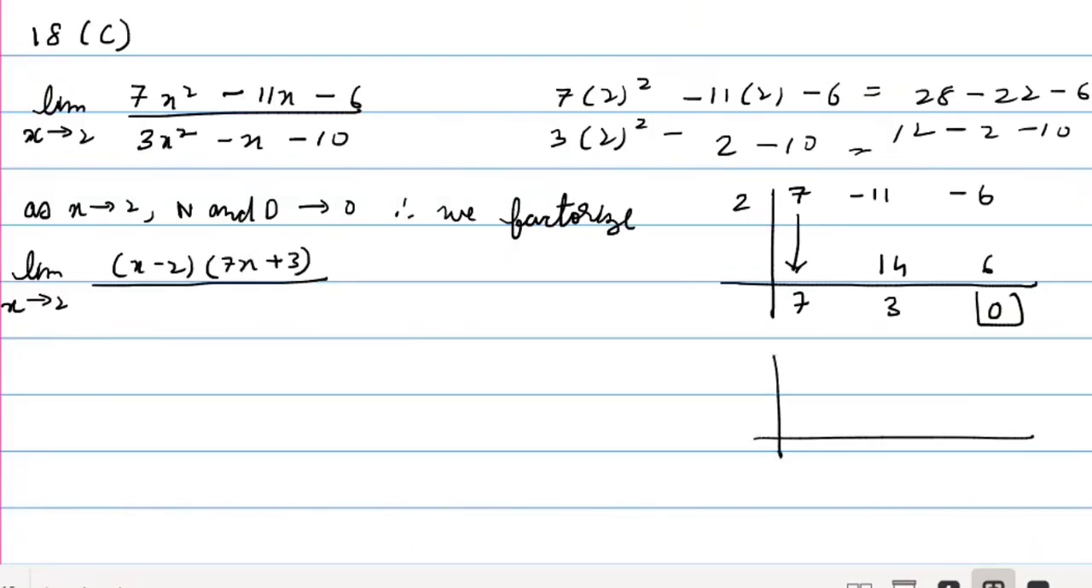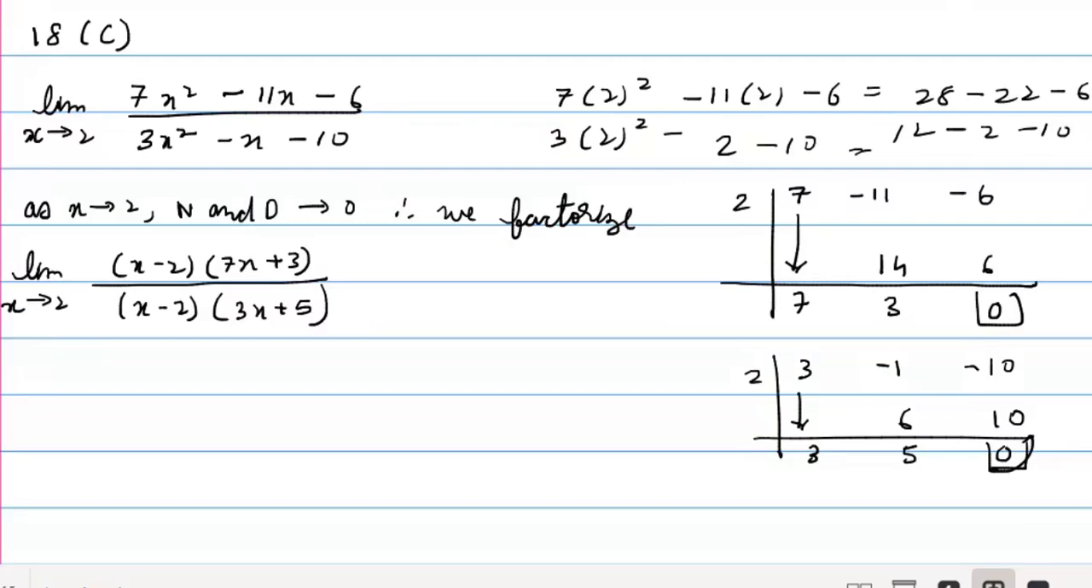For the second one, this is 3x squared minus x minus 10. So that will be 3 minus 1 minus 10. This can be your rough work. There is no need to show this. But you can do it properly so that you don't make any error.